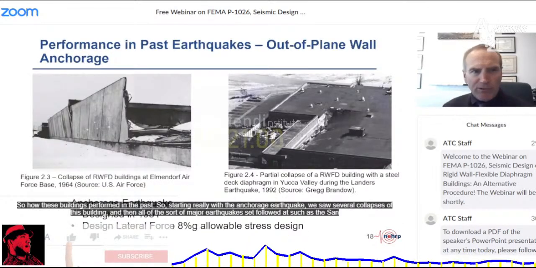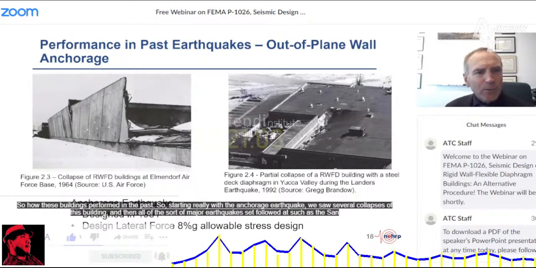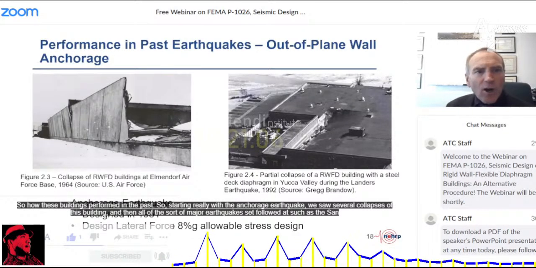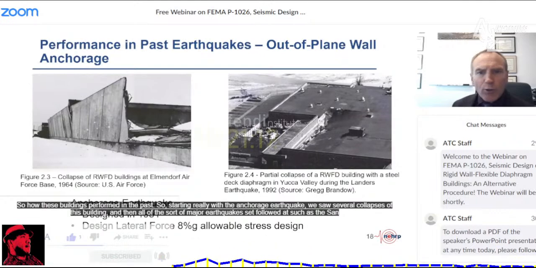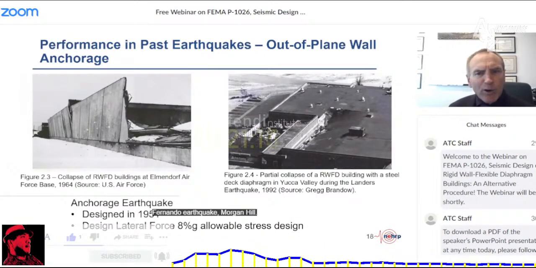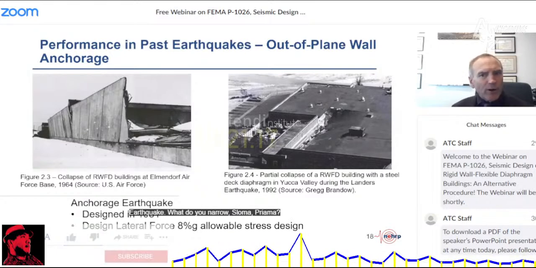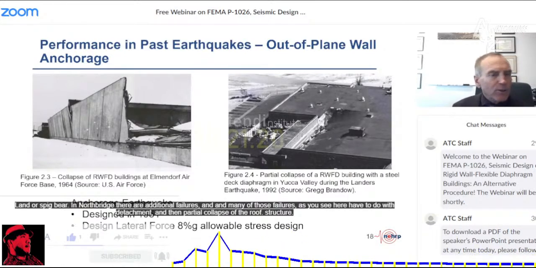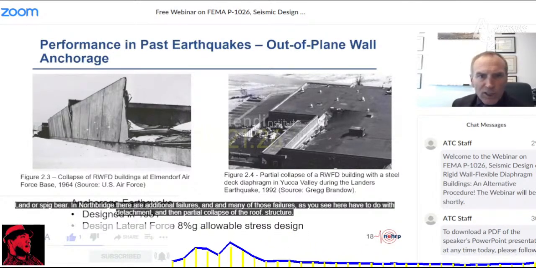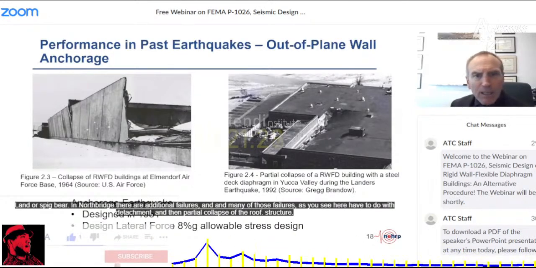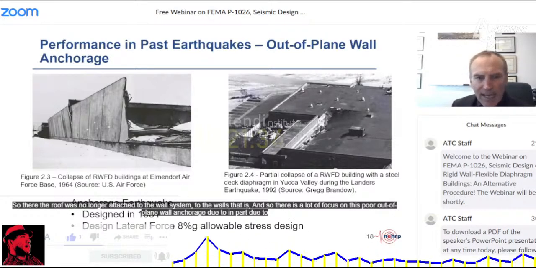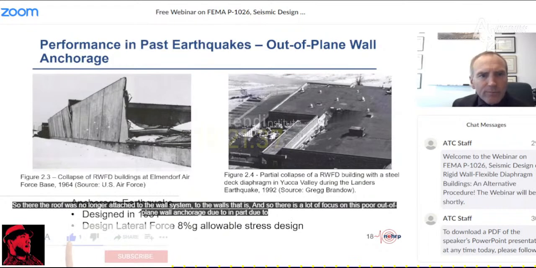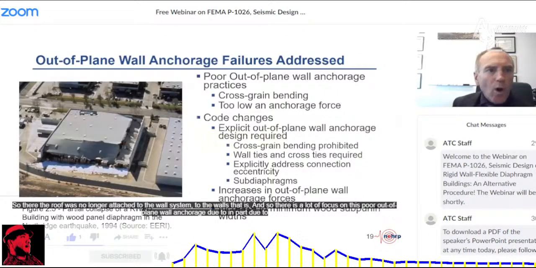So how have these buildings performed in the past? Starting really with the Anchorage earthquake, we saw several collapses of this building, and then all of the major earthquakes that followed it, such as the San Fernando earthquake, Morgan Hill earthquake, Whittier Narrows, Loma Prieta, Landers, Big Bear, and Northridge. There were additional failures, and many of those failures, as you see here, have to do with detachment and then partial collapse of the roof structure. So the roof was no longer attached to the wall system, to the walls, that is.